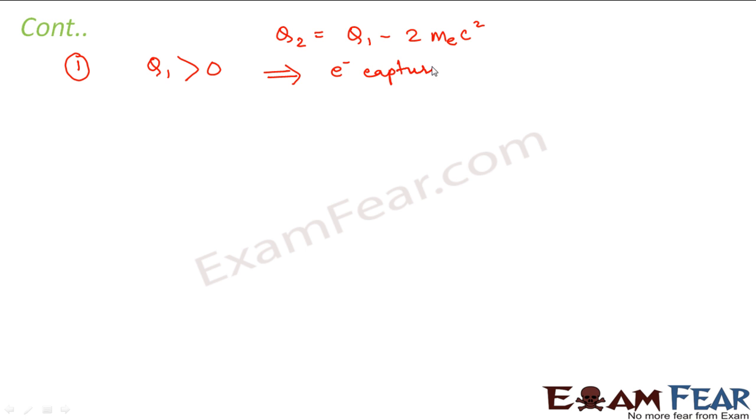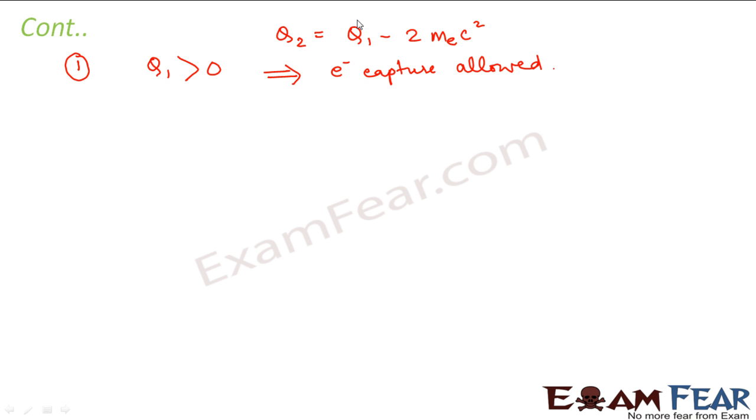Now we know that for any reaction to be energetically allowed, the Q value should be greater than 0. So let us consider the first scenario. If we say that electron capture is energetically allowed, that means Q1 is greater than 0. Now what was the relation between Q2 and Q1? Q2 is equal to Q1 minus 2 m_e into c squared.